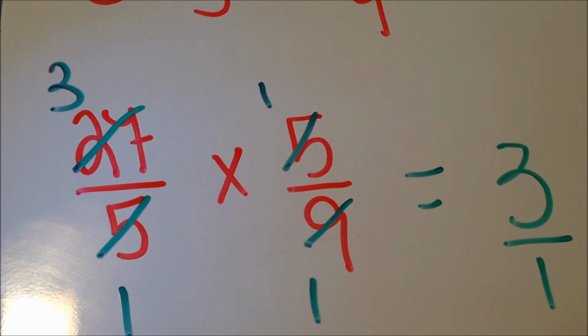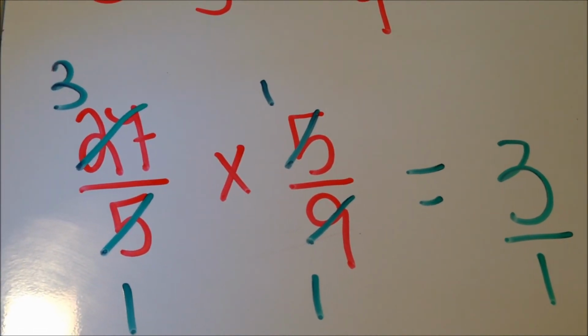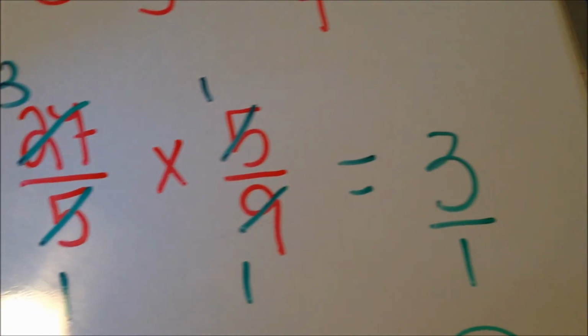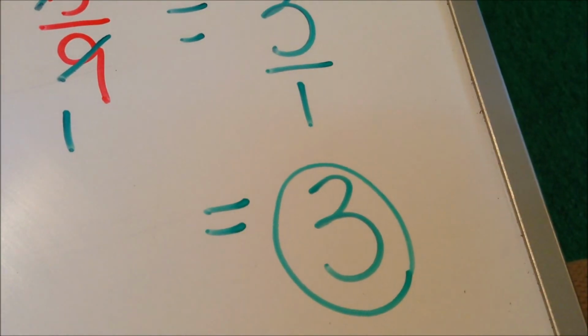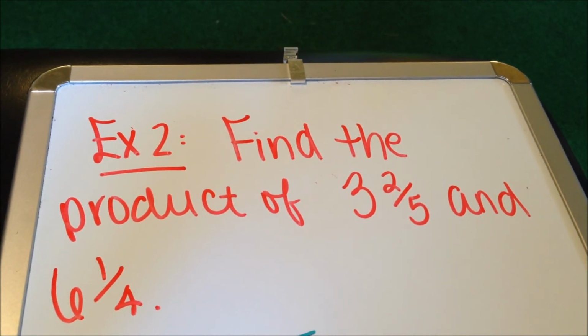5 and 5 can cross-reduce, both divisible by 5. We end up with 1 and 1. So our final answer is 3 times 1 over 1 times 1. So we end up with 3 over 1. 3 over 1 is simply 3. Example 2. Find the product of 3 2/5 and 6 1/4.